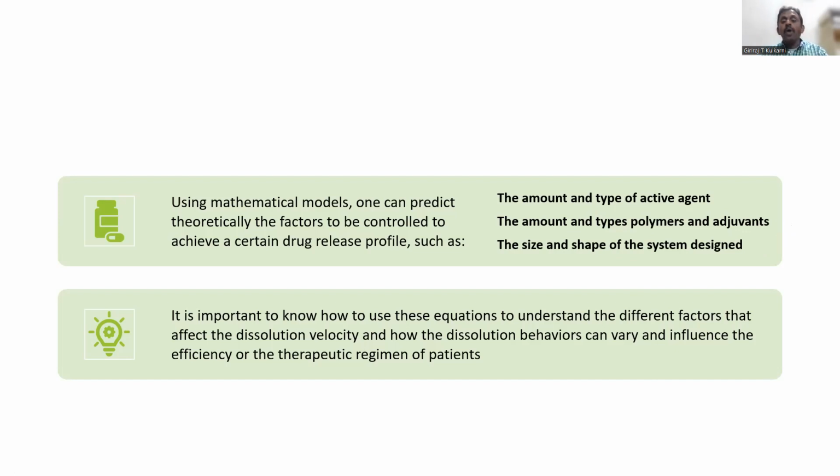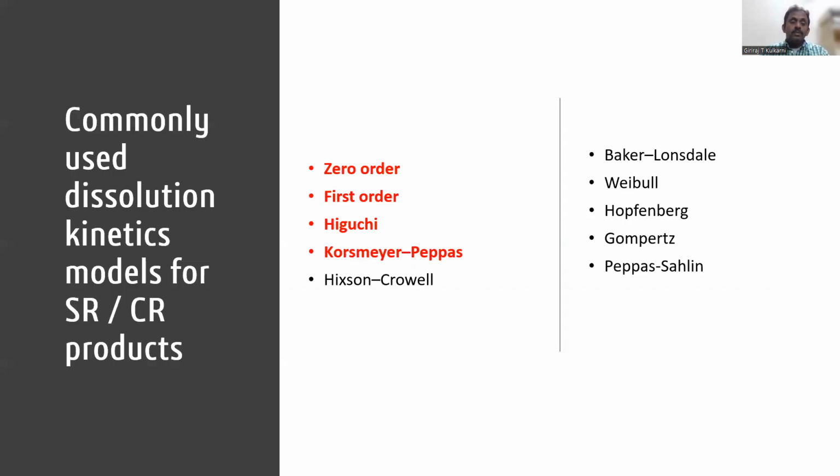So how are all these things going to affect the dissolution profile? To understand this, we need to develop mathematical models. Some of the commonly used mathematical models, here we are discussing only about CR and SR, controlled release and sustained release products: Zero order, first order, Higuchi, Korsmeyer-Peppas, Hixson-Crowell, Baker-Lonsdale, Weibull equation, Hopfenberg equation, Gompertz equation, Peppas-Sahlin equation. Many are there. Still, I have listed only a few here. So many mathematical models are available.